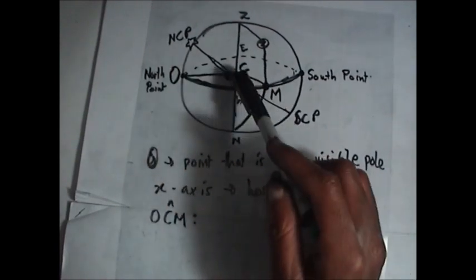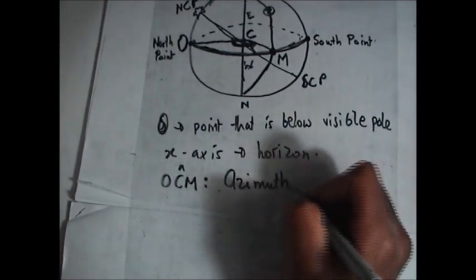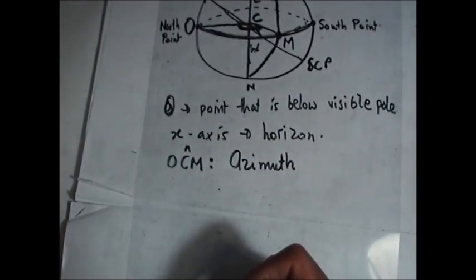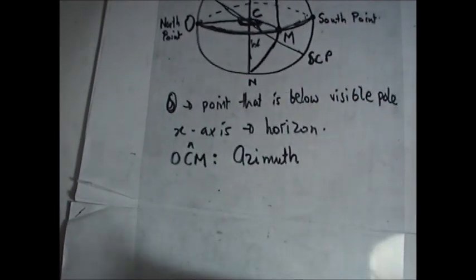Our angle OCM is called an azimuth. It's called the azimuth. That is the name of that angle. The x coordinate is called the azimuth.